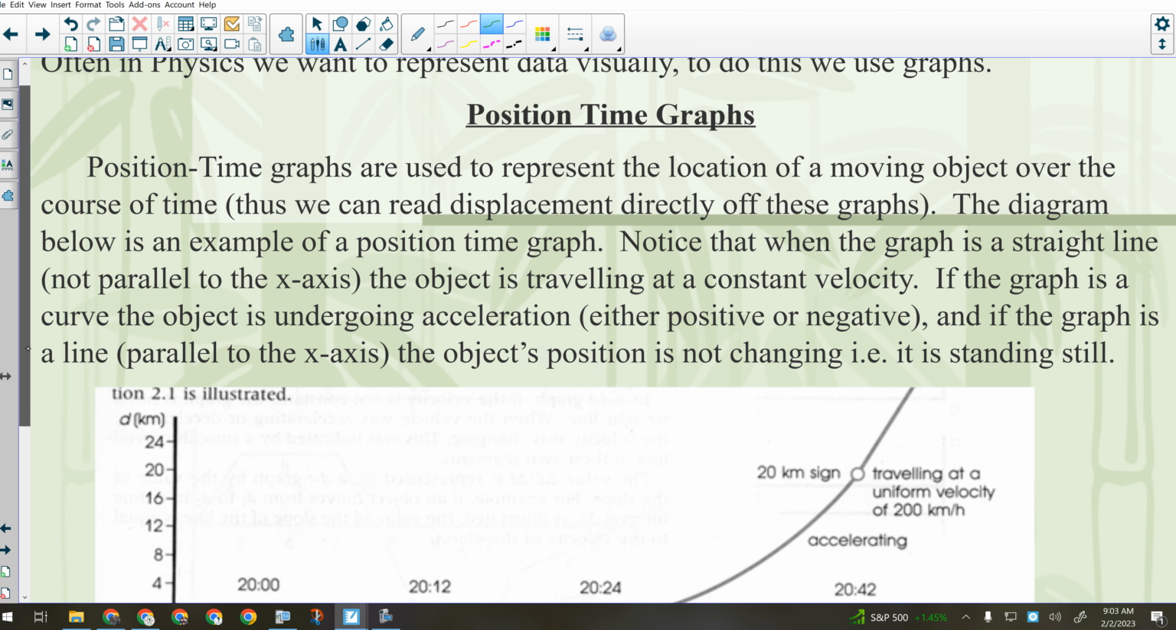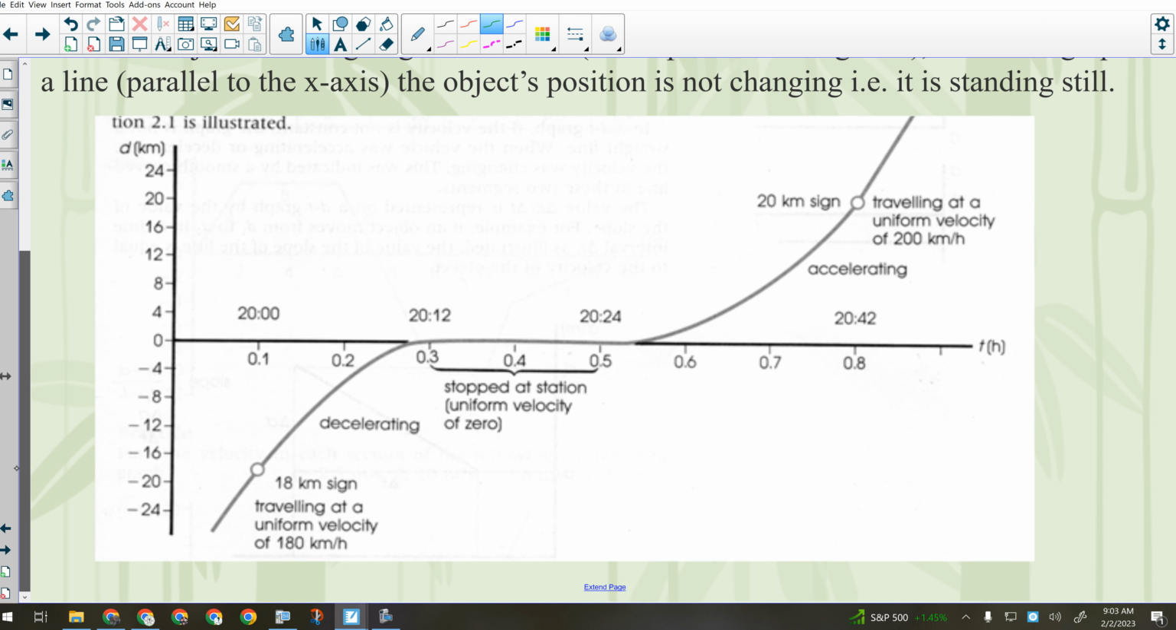So in this position versus time graph, it's a train, I think. At the beginning of this graph, we have a straight line, it's diagonal. So in this part of the graph, the object's traveling at a constant velocity because its position is changing by the same amount every second. It's traveling at 180 kilometers per hour. So this is one of those European bullet trains.